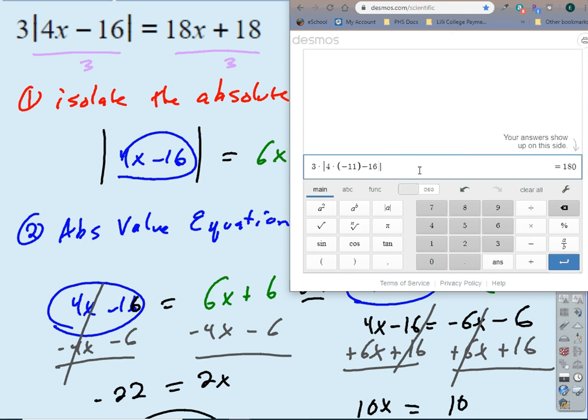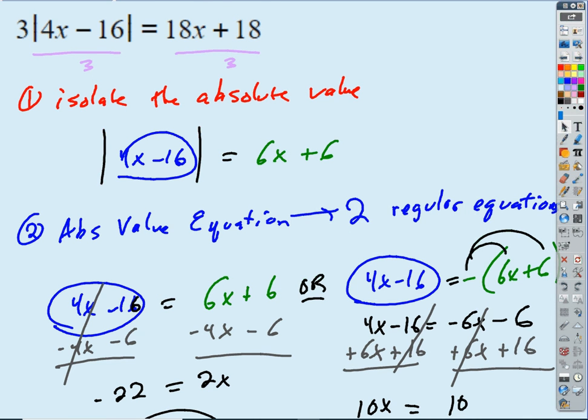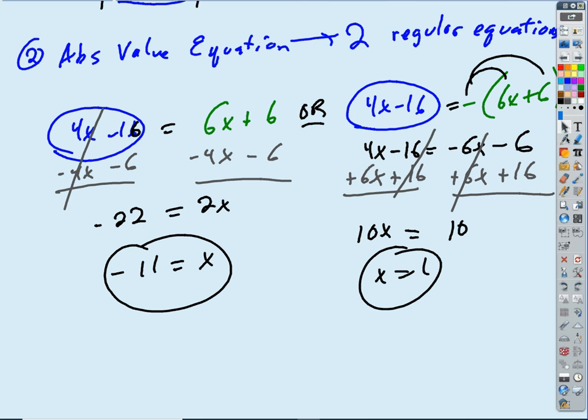So now let's check to see if the right side gives us the same thing. 18 times, let's open up parentheses to plug in our number. It's a negative 11 plus 18. Are they the same? No, one's positive and one's negative. So that tells us that over here, that negative 11 is an extraneous solution. That one doesn't work, right?